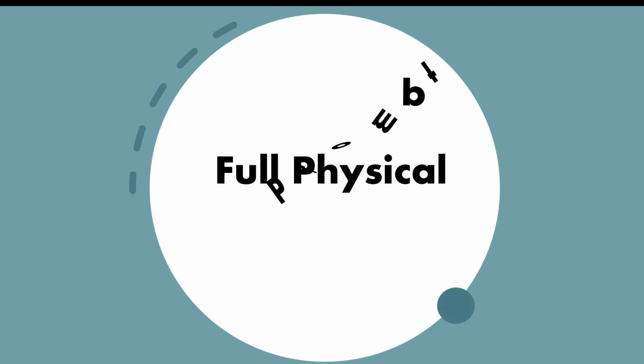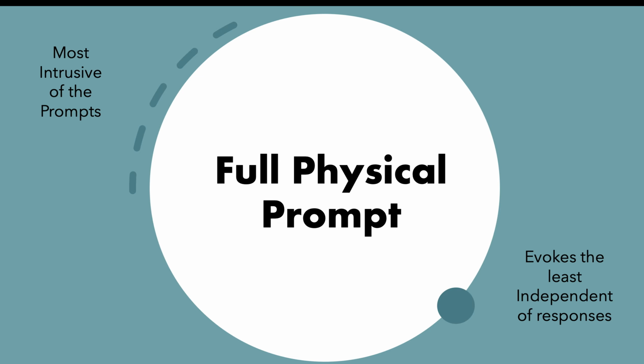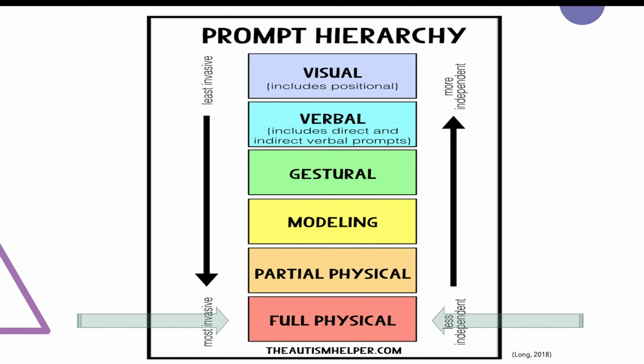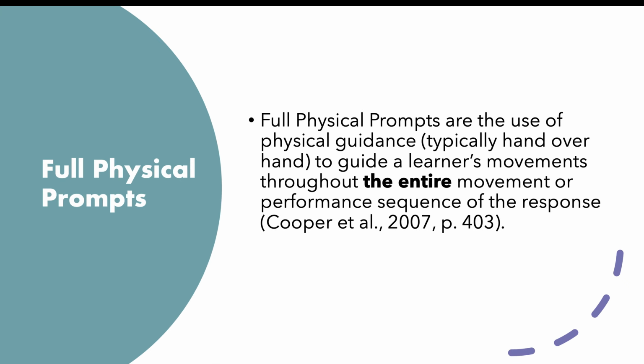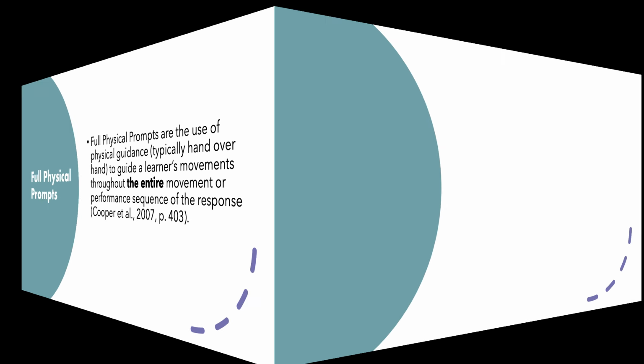Our last prompt is our full physical prompt, which is our most intrusive prompt and also evokes the least amount of independence from our learner. And this kind of prompt uses physical guidance, typically hand over hand, to guide that learner's movement through the entire movement or performance of sequence of that response.